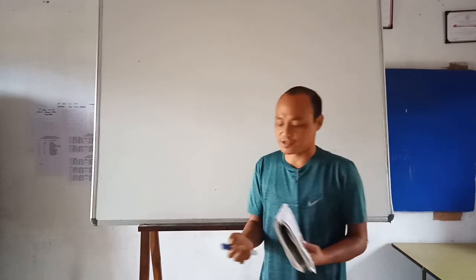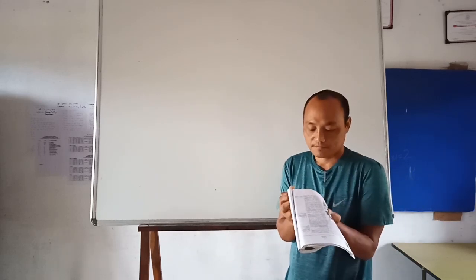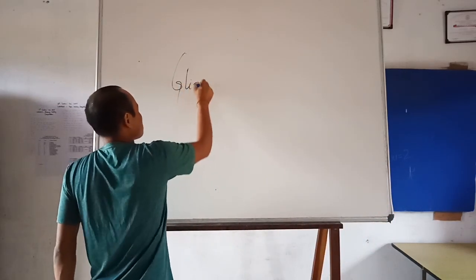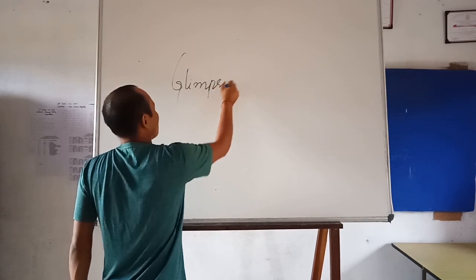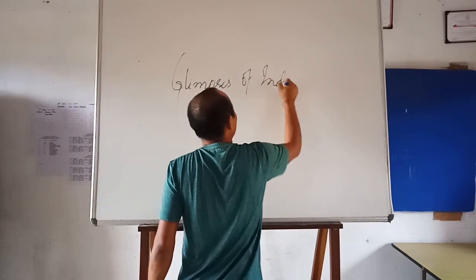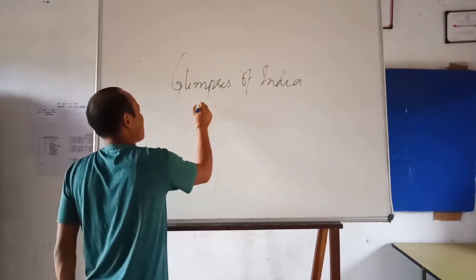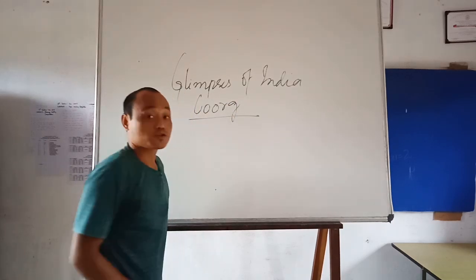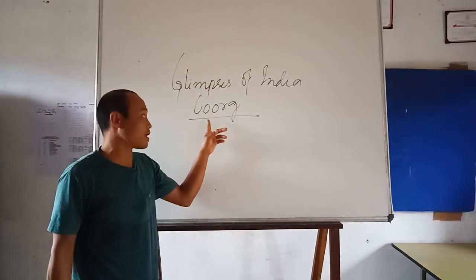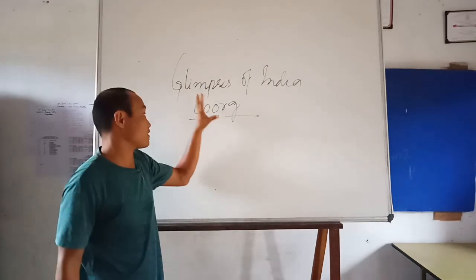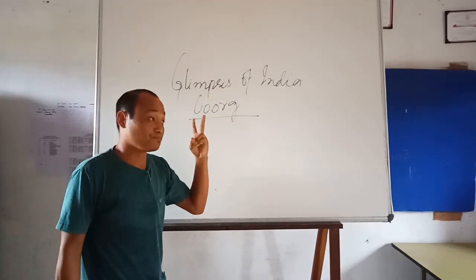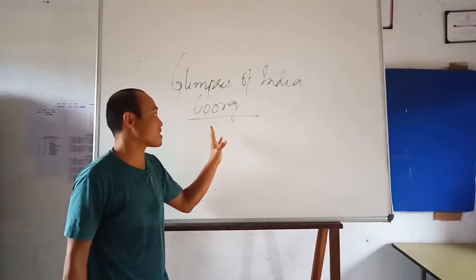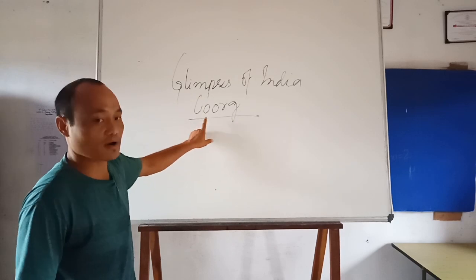So let's start. Coorg, as you have known, the Glimpses of India. Our lesson will be Glimpses of India: Coorg. So I think you have already known the lesson name Coorg. Here in Glimpses of India, we have two lessons, that is Coorg and Tea from Assam. But the first one here, we are going to talk about Coorg.